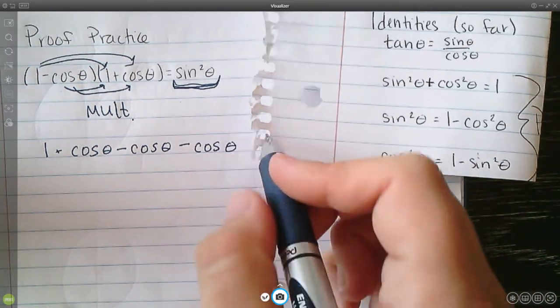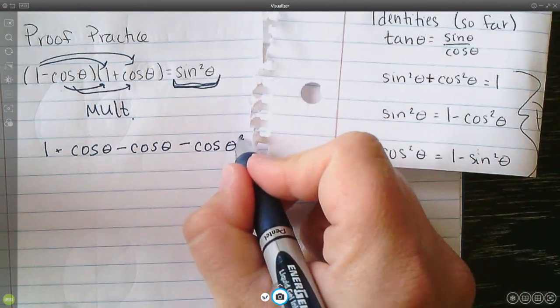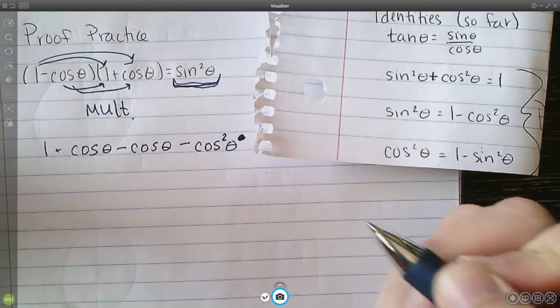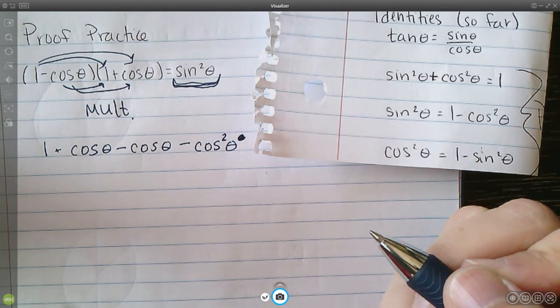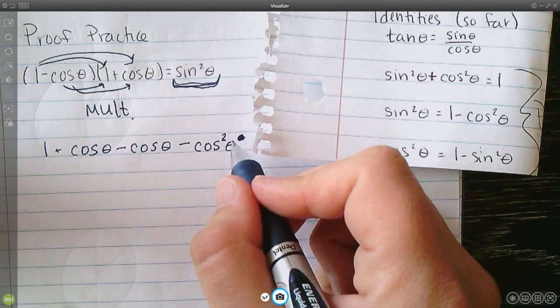You would think you would put the squared over here, but just to keep it simple, this is all notation: the squared goes on the cosine. That is why it's cosine squared theta.